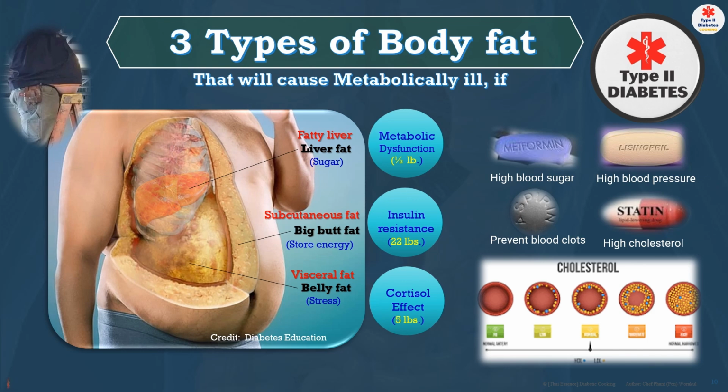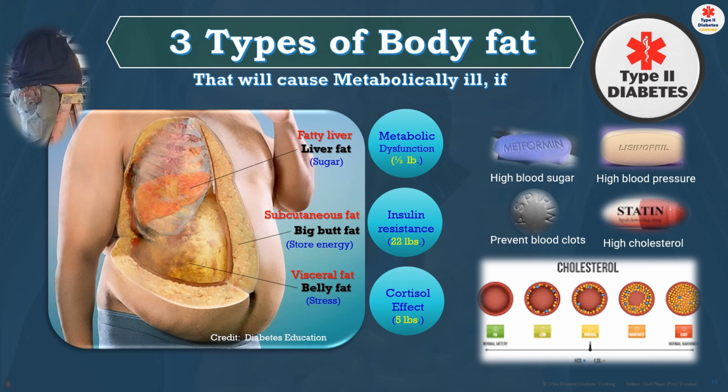So if you have metabolic dysfunction, like a fatty liver, you have about half a pound of fat in your liver, so most likely you got that fatty liver, which is caused by sugar. Okay, and then you have subcutaneous fat, or big butt fat, that goes on the sides of your body, growing side-wide, those kind of things.